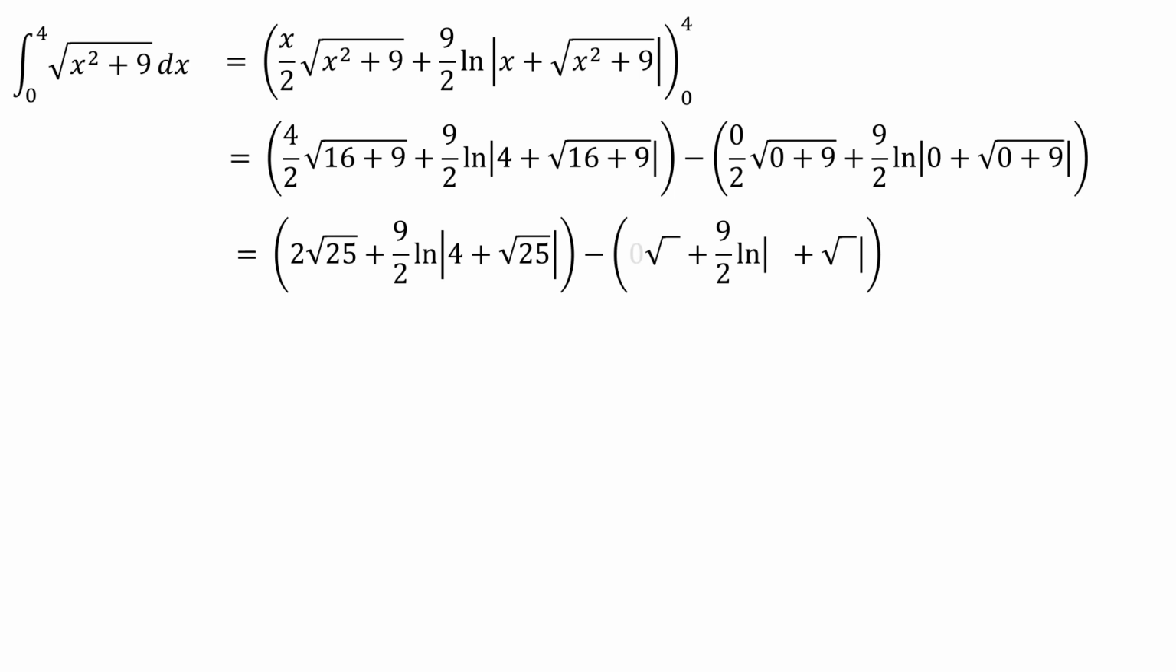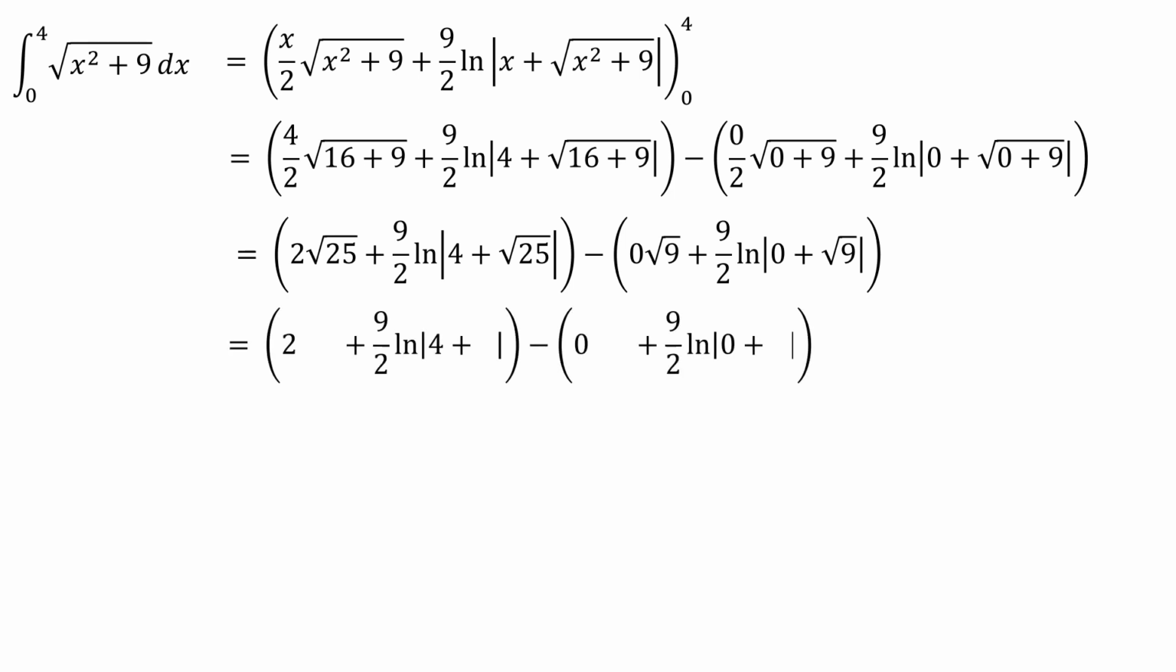0 divided by 2, 0. 0 plus 9 is 9. 0, we've got to hang on to that. Of course, square root of 25 is just 5. Square root of 9 is 3.